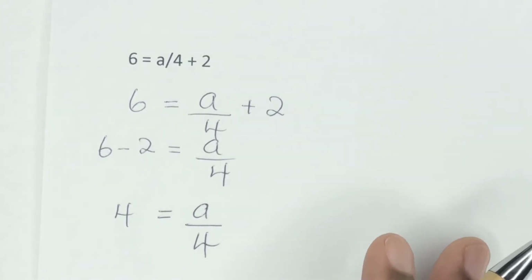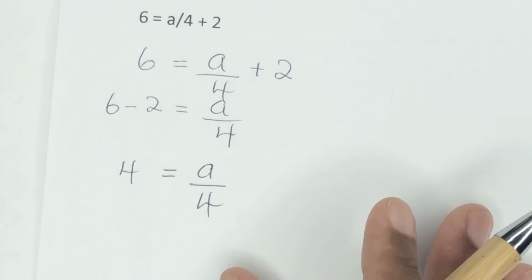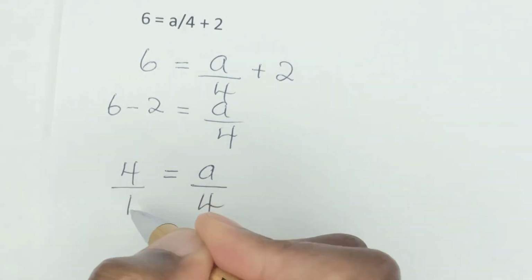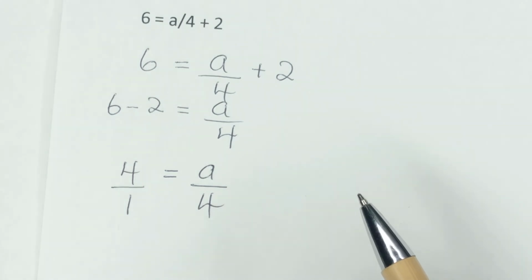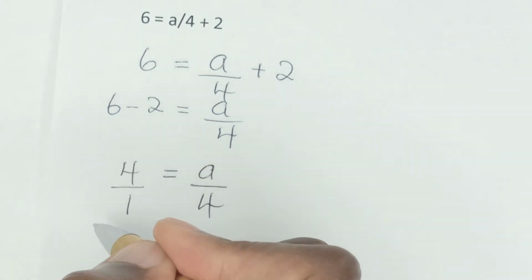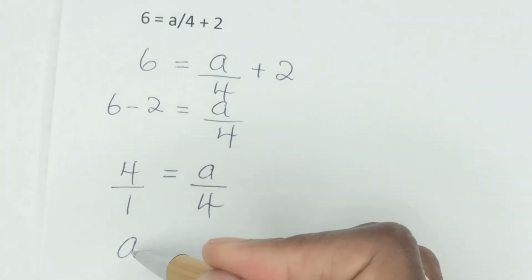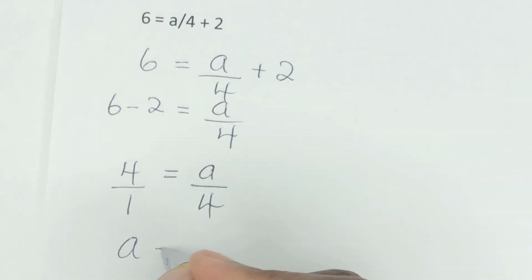The variable is still not isolated. We still need to get it by itself. So what do we do here? We balance the equation out and do a cross multiplication. So 1 times a is a. So now we got the variable by itself. And what does it equal? 4 times 4 is 16.